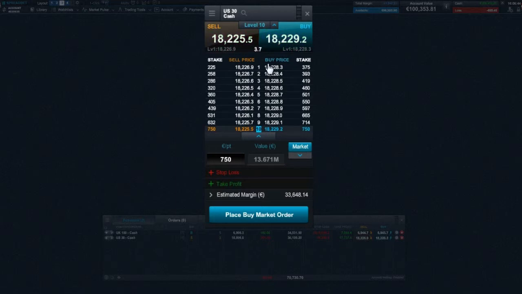It's possible to view up to 10 levels of price depth in your order ticket. Your chosen stake size is clearly reflected in white, so you can see how far down the ladder your position sits between level 1 and 10.